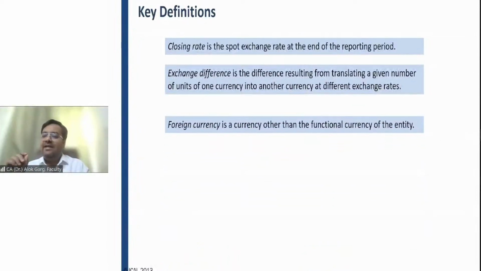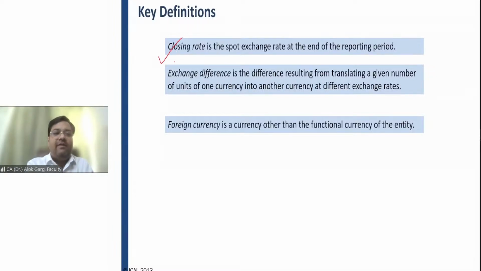Foreign currency concept is same, presentation currency concept is same, but the word local currency has been replaced with the functional currency, right? The word local currency has been replaced with the functional currency in Ind AS. And it is a big change, I would say. Let's understand what these three currencies talk about.